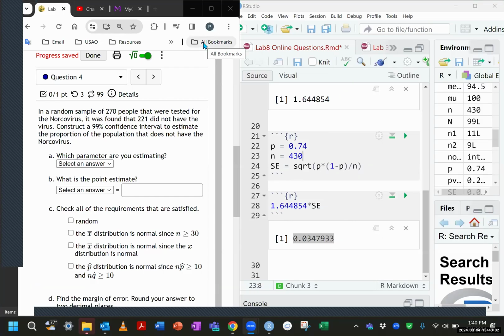All right, let's do this example together. Question 4. So I got a random sample of people. They're tested for this virus. It said that 221 did not have the virus. Let's first find this confidence interval.